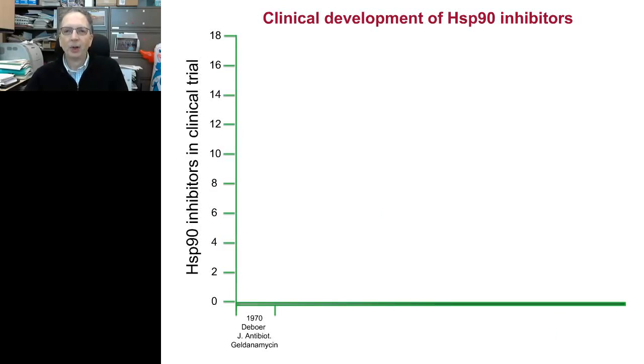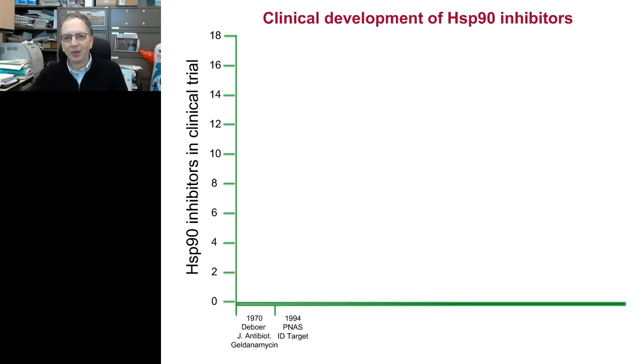What this slide shows is a clinical development of HSP90 inhibitors over time. So geldanamycin was identified in 1970. We identified HSP90 as its molecular target in 1994. The first HSP90 inhibitor to enter the clinic, a derivative of geldanamycin called 17-AAG, began clinical trial in 1999. And since then, 18 chemically distinct HSP90 inhibitors have entered the clinic.